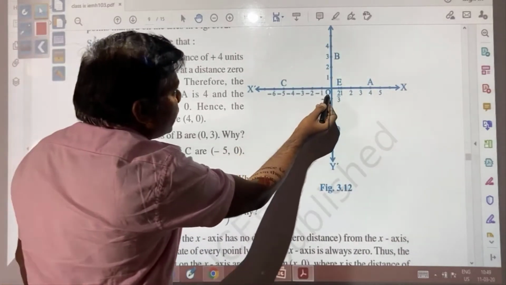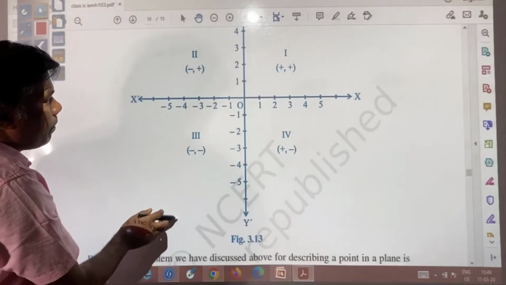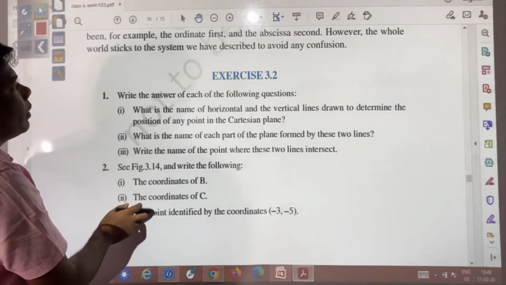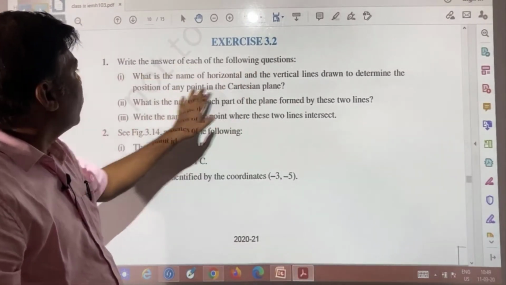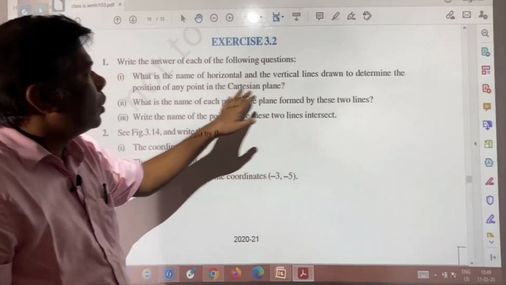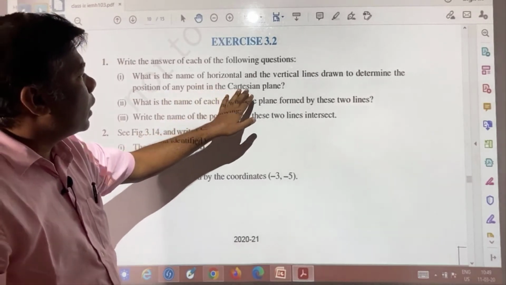Here you have this also, this will be (0, 0). Then you have exercise 3.2. Write the answer of each of the following questions. What is the name of the horizontal and vertical lines drawn to determine the position of any point in the Cartesian plane?